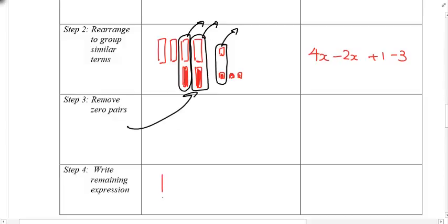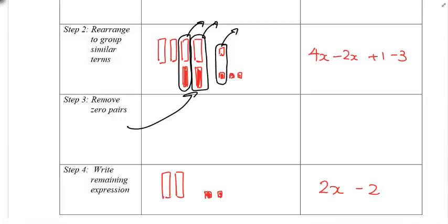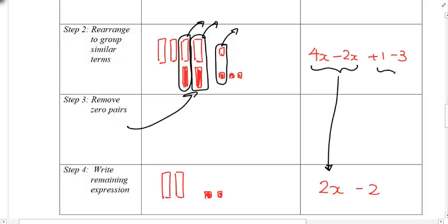So the remaining expression I have are 2 white rods. And I have 2 shaded squares. So what does this represent in algebra? Well, 2 white rods are 2x. And then 2 dark small squares are minus 2. So can you see how I just combined this together? So 4x minus 2x gave me my 2x. And then the 1 minus 3 gave me the negative 2.